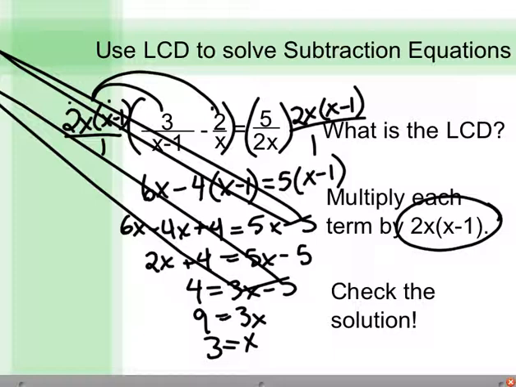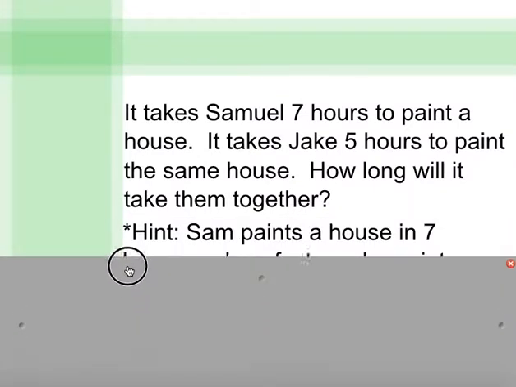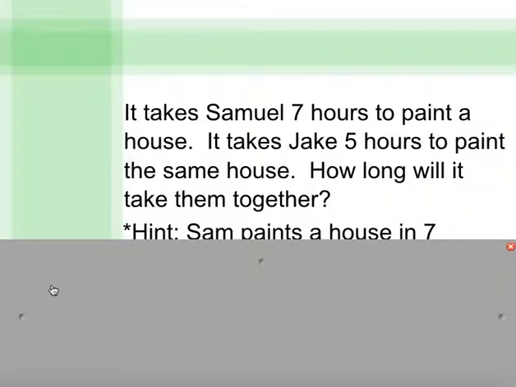And we can plug it in and see that none of the denominators will be 0, so we're good to go. Okay? So you can simplify by getting rid of the denominators, getting rid of the fractions by multiplying by the least common denominator. Okay, here is a word problem that we can work on here. It takes Samuel 7 hours to paint a house. It takes Jake 5 hours to paint the same house. How long will it take them together?